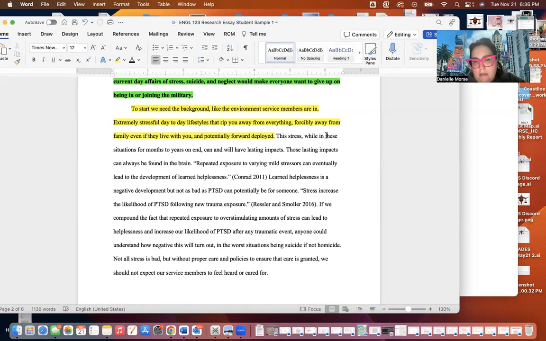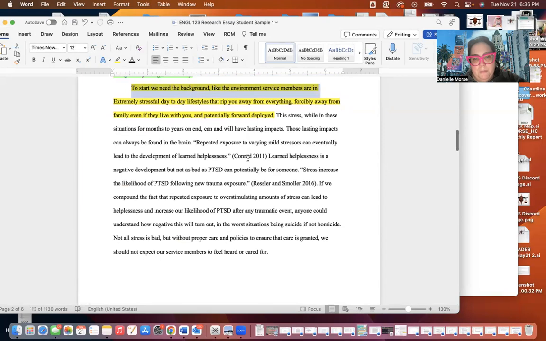So it's trying to focus on, well, sorry, this is the one sentence that opens up the paragraph. This is stressing me out. So this doesn't tell the reader what this paragraph is about.